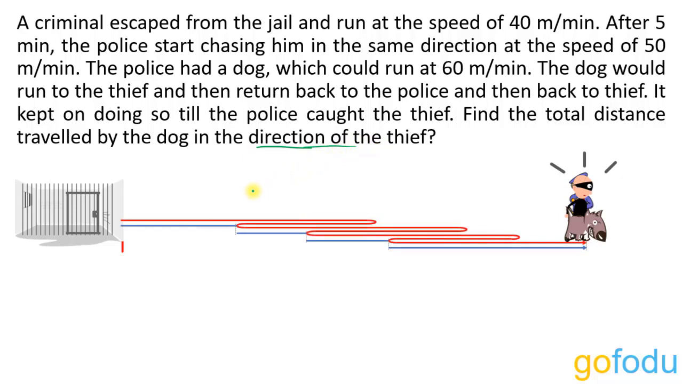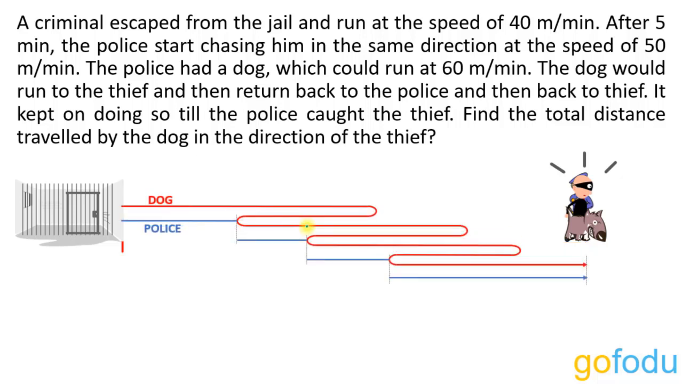So here these red lines show the motion of the dog, whereas these blue lines will represent the movement of the policeman. Let me expand this further. Here the dog runs forward towards the thief, meets the thief at this point and will return. Meanwhile, the police is also running towards the thief. Dog and the police will meet again at this point and the dog will return towards the thief. The dog will meet the thief at this point and will return towards the policeman, meeting him at this point. Like this, the to and fro motion of the dog will continue. Here, the starting and the ending points are moving.